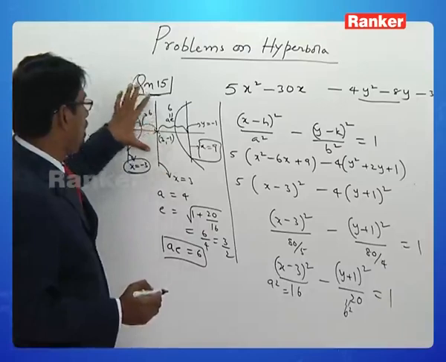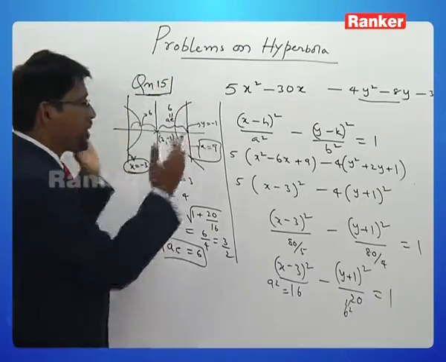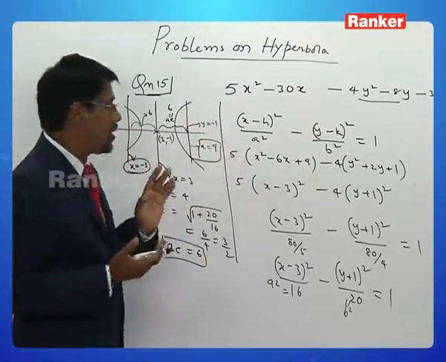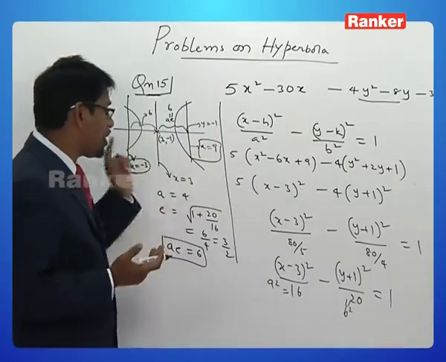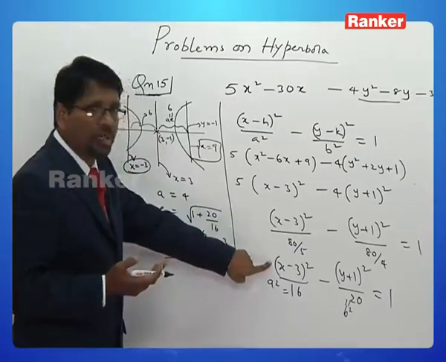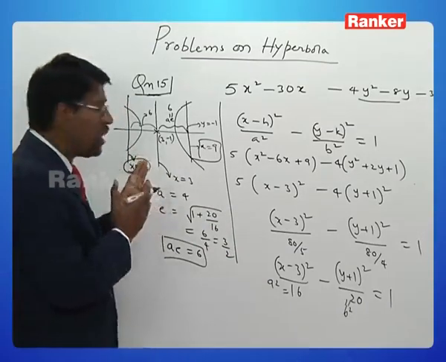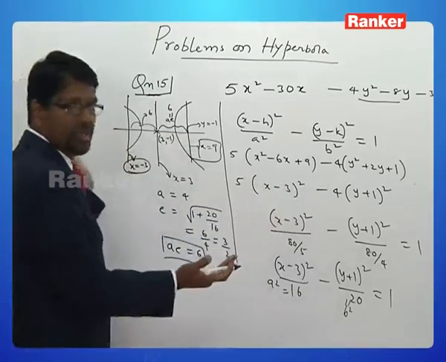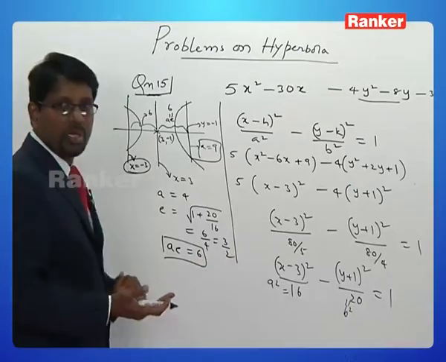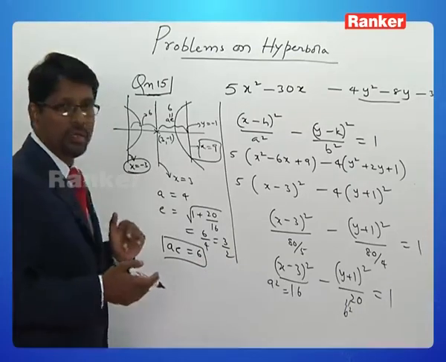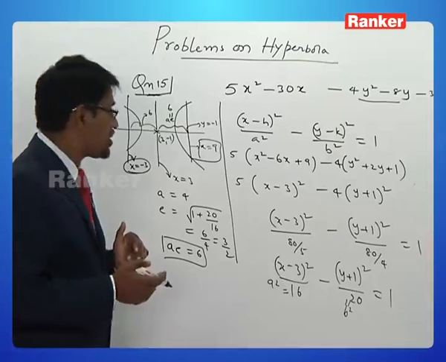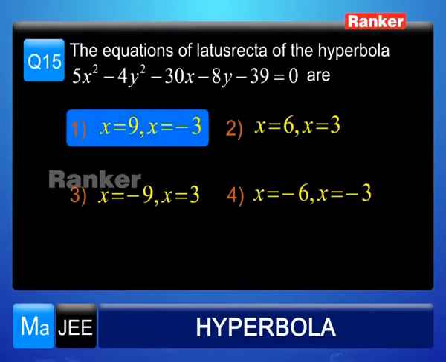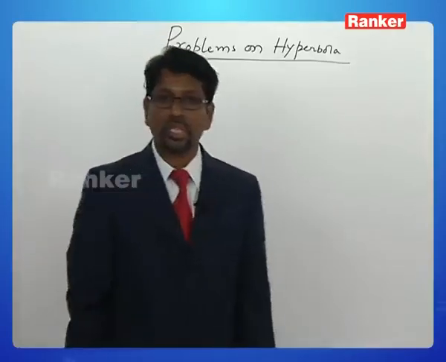We know that the latera recta have to be positioned parallel to the conjugate axis at a distance of ae units from the conjugate axis. What was the conjugate axis here? x minus 3 equated to 0. So from x equal to 3, you move 6 units that side, you get one latus rectum. Move 6 units this side, you get the other latus rectum. So x equal to minus 3 and x equal to 9 are the two latera recta for this hyperbola. Therefore, option 1 is the right option. Let's move to the next question.